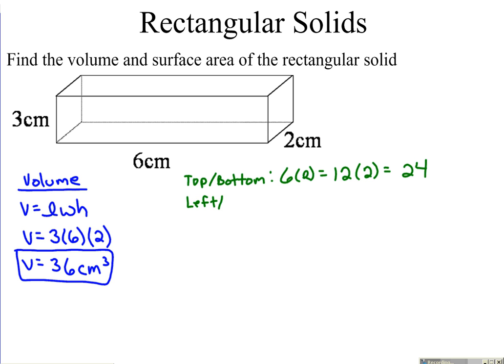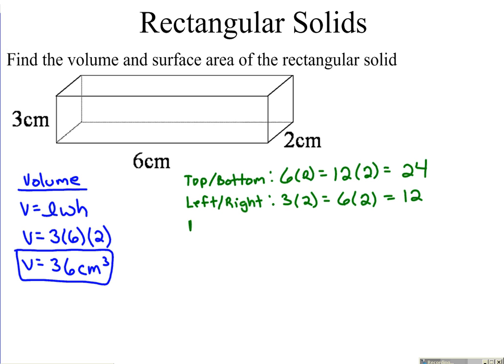Left side and right side. The left side is 3 by 2. There are two of those sides, so 2 times 6 is 12.